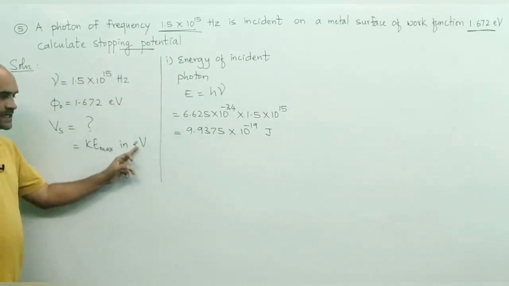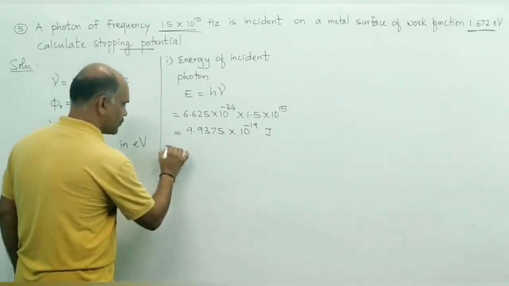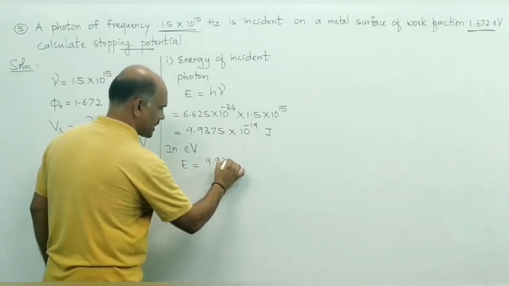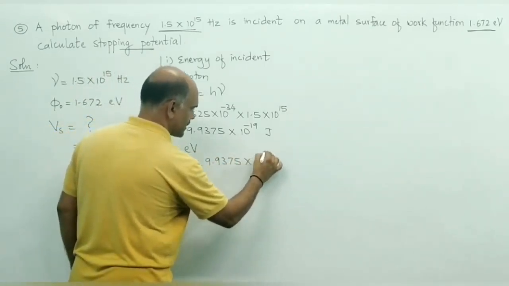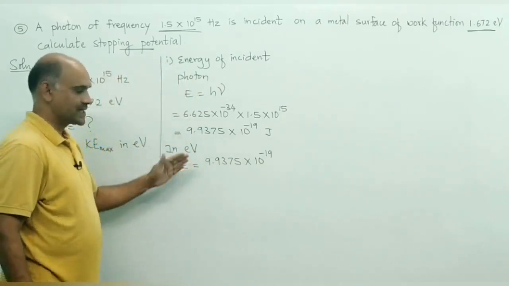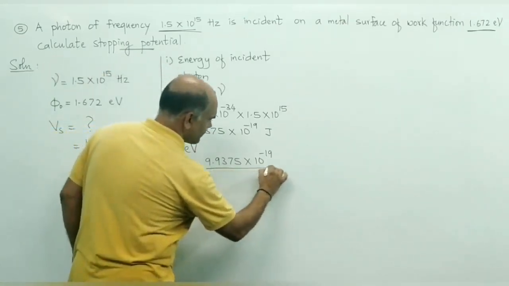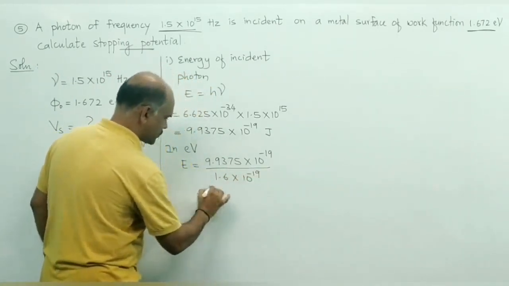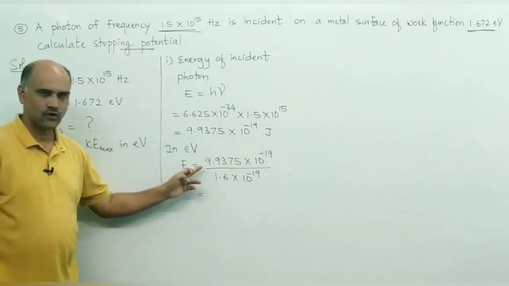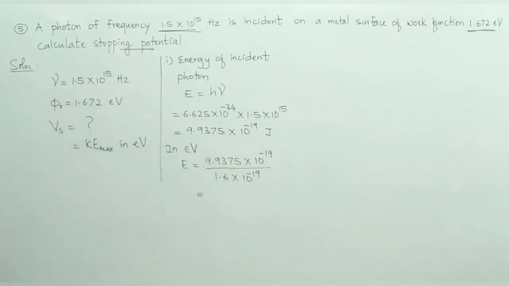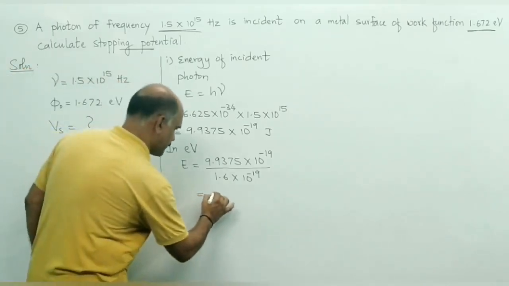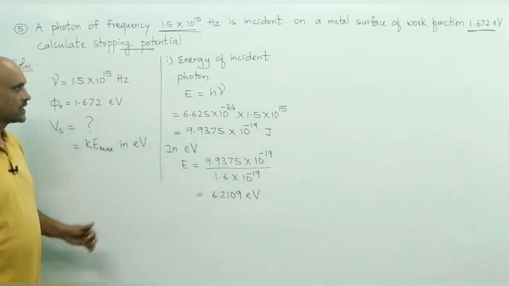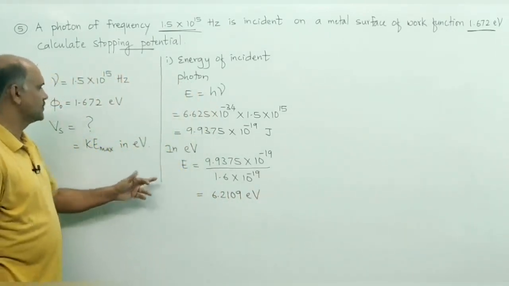But I need energy in electron volt, so I will convert it. E in electron volt is 9.9375 into 10 raised to minus 19 divided by 1.6 into 10 raised to minus 19. So if you divide by 1.6, you will get 6.2109 electron volt. So this is the energy of incident photon.